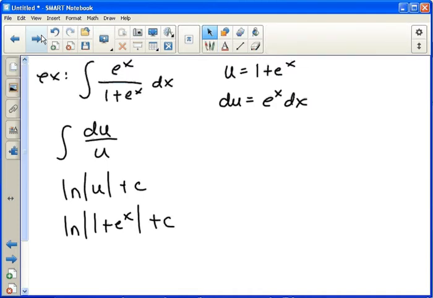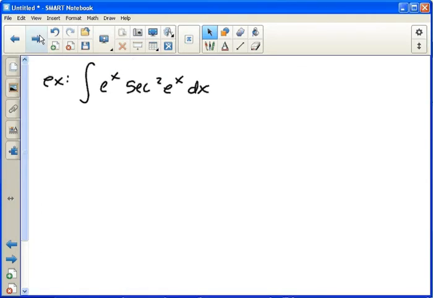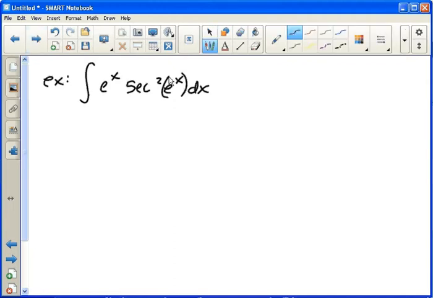Alright, now we're ready for the last example. Last example, e to the x times secant squared of e to the x. So if it helps you, there's understood parentheses right here. This e to the x is inside the secant squared. Again, there's more than one e to the x here, so that means we need to use the normal rules for picking u. We need to look for something inside of a power, inside of a radical, inside of a trig function, which is what we're going for here. So u would just be e to the x. And the derivative of u is also e to the x.